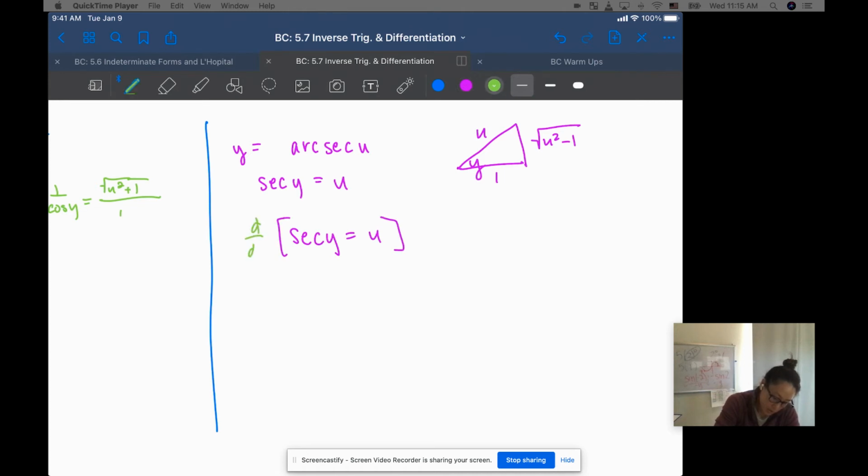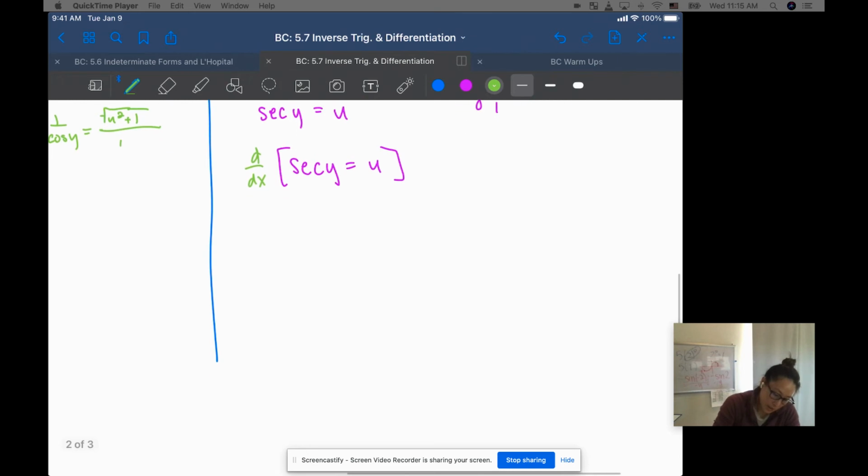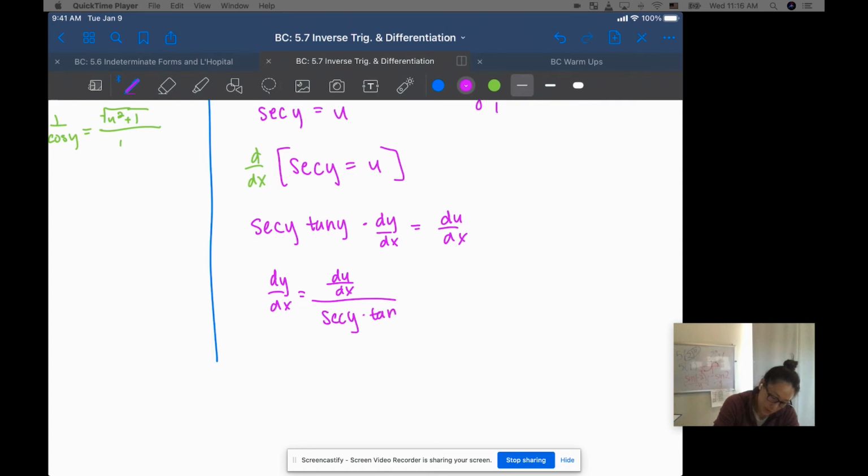Okay, so next up, I'm going to take the derivative of both sides. I get the derivative of secant is secant tangent. So secant of y times tangent of y, and then don't forget to multiply by the chain, so dy/dx, and that is equal to, what do you know, du/dx. Okay, so isolate dy/dx to give me du/dx all over secant y times tangent y.